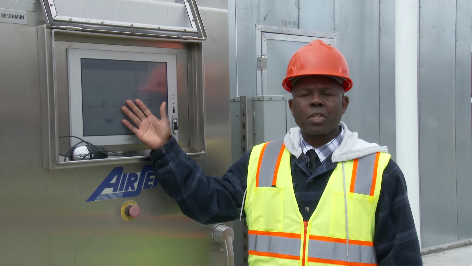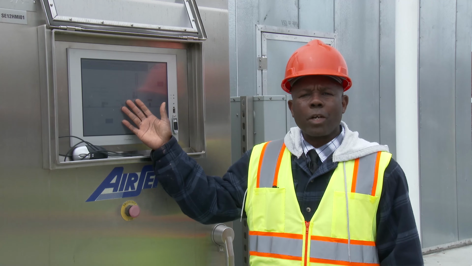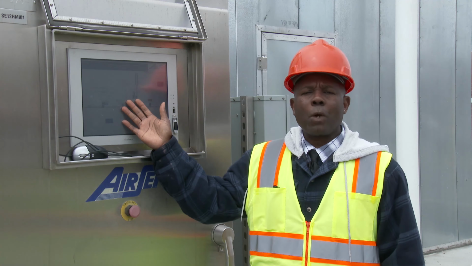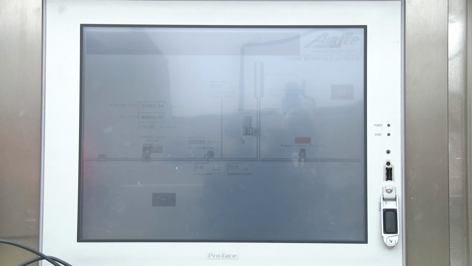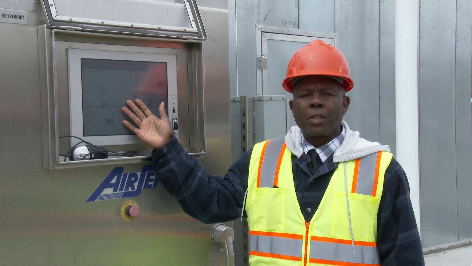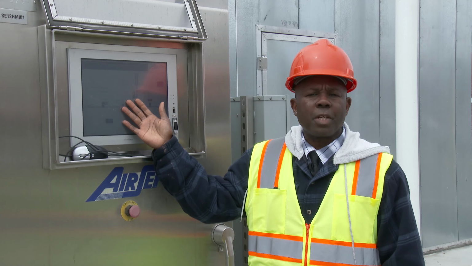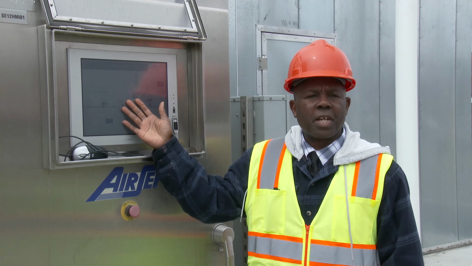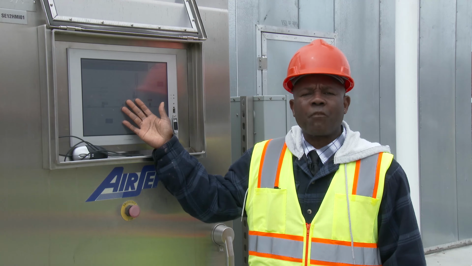This display, which is called our HMI, or Human Machine Interface, is where we monitor and control the operation of our oxygen generation plant. It is used to trend various measurements by graphing. The operators use this information to make adjustments to the process, such as turning on and off equipment.